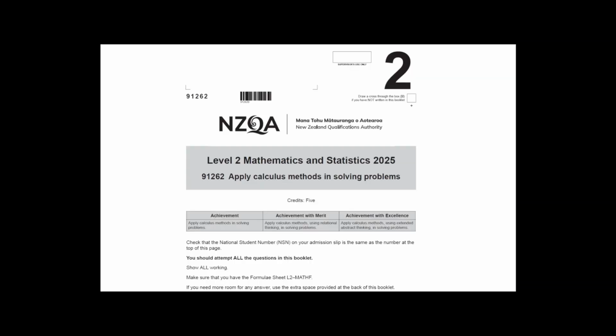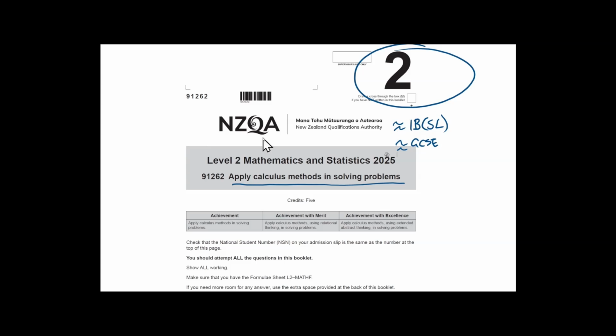So now we begin to loop around back to calculus. This is level 2 statistics, mathematics and statistics. It is applied calculus methods solving problems at level 2. So this is NCEA Level 2. It's kind of equivalent to International Baccalaureate SL level and kind of lower GCSE. A little bit of the GCSE, maybe a little bit below GCSE level if you're in the UK.